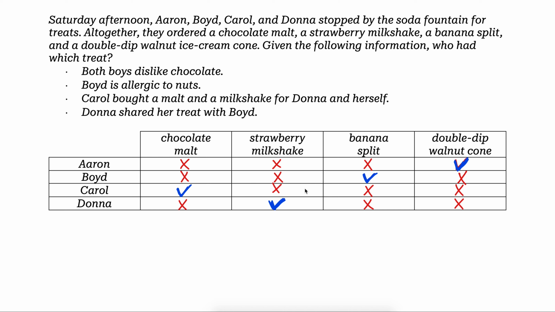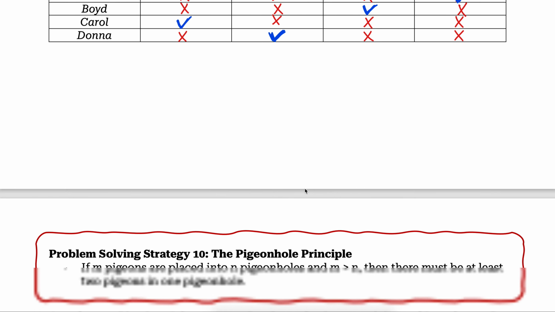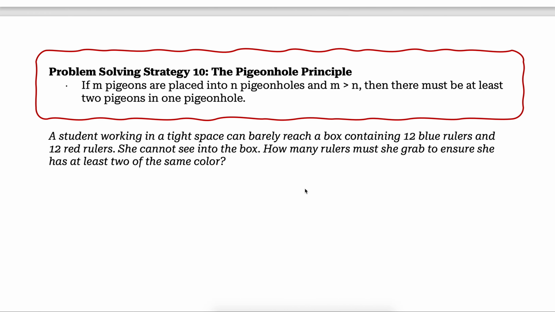Now there's one last strategy in this section. It's called the pigeonhole principle. And the name comes from the old-fashioned desks. I'm not going to draw a picture. You can Google search it. But think in your mind's eye about those old-fashioned desks that had all of those little tiny slots above them, like little square slots. Those are what we call the pigeonholes.